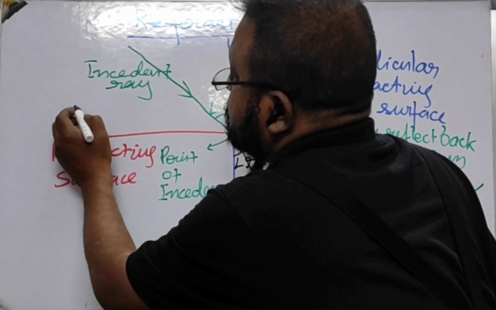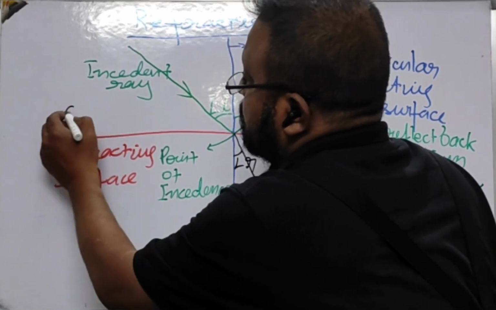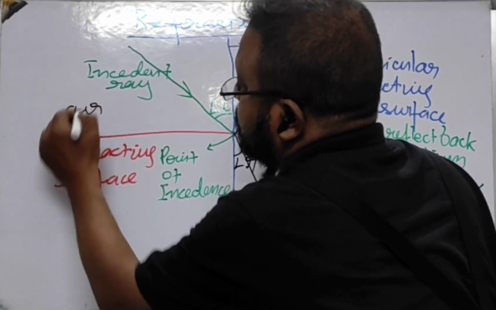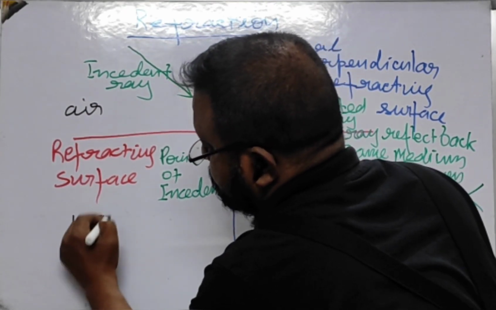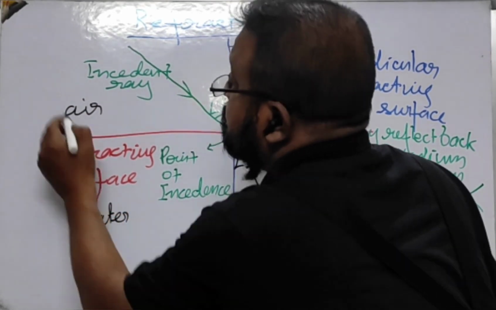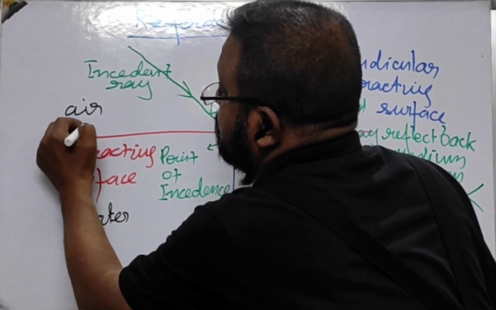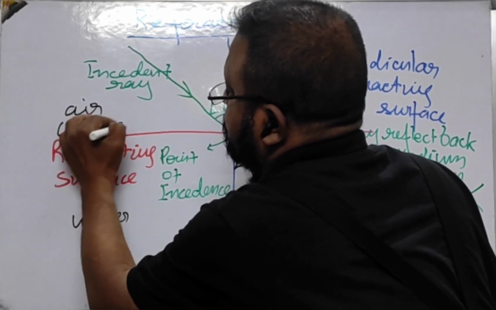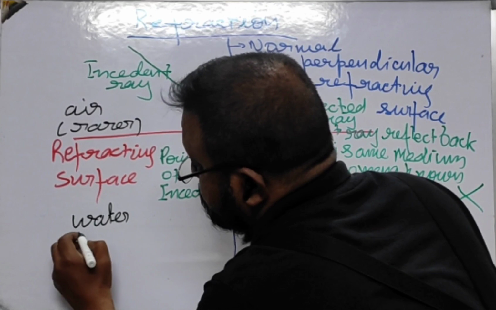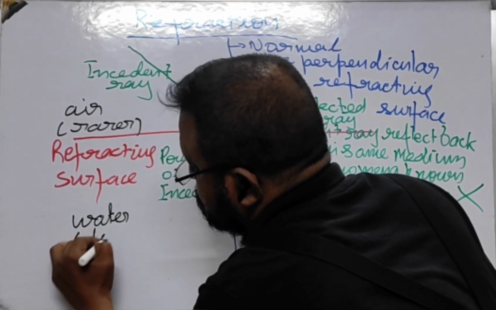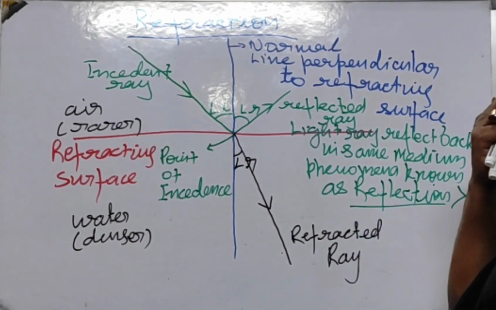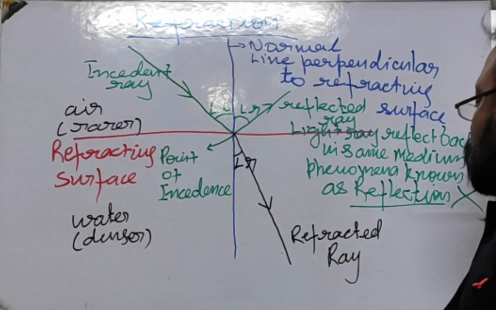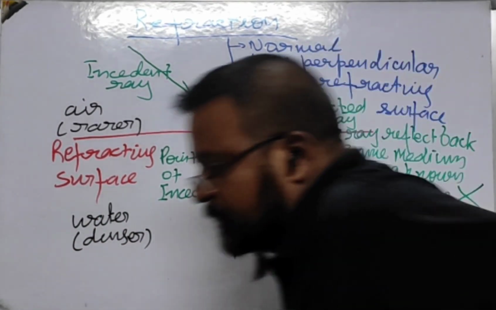Suppose this is air and this is water. So air is a rarer medium, and water is a denser medium in comparison to air, right?